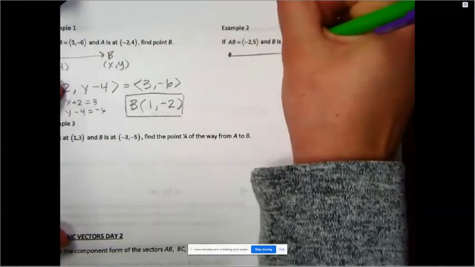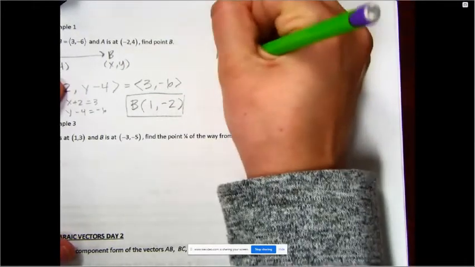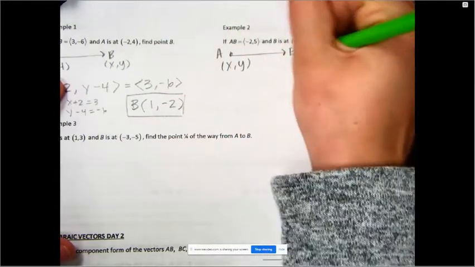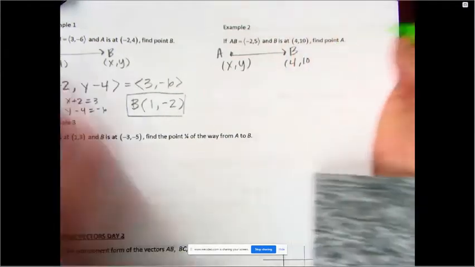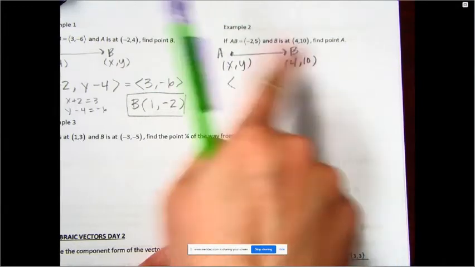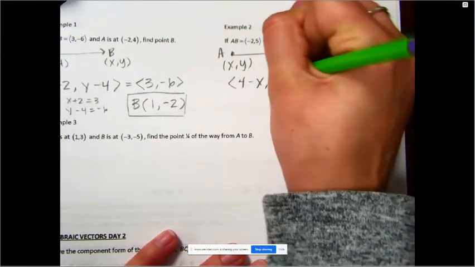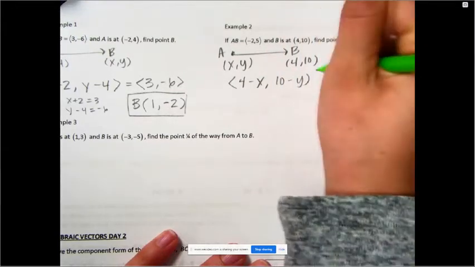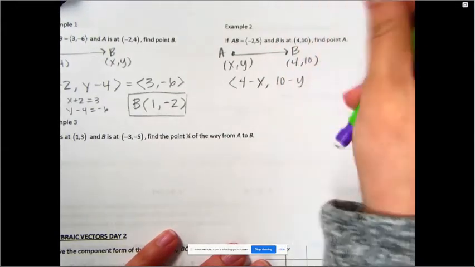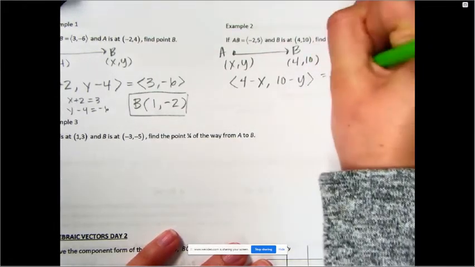Welcome back. Let's check our answer. So you would have drawn vector AB, gave A x, y this time, and we have B. So second point minus the first point. So 4 minus x, 10 minus y. We're creating a vector. And it should equal negative 2, 5. Did you get that so far?